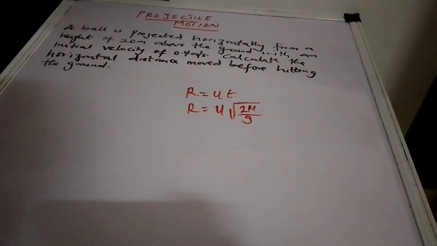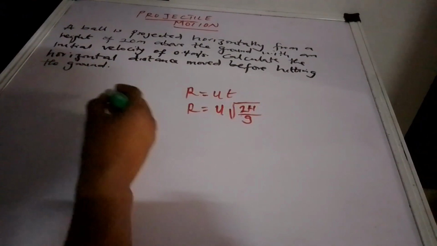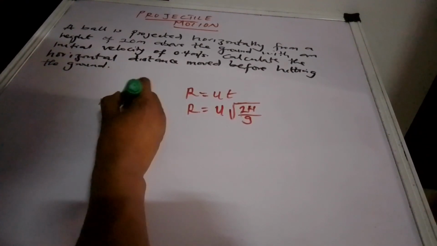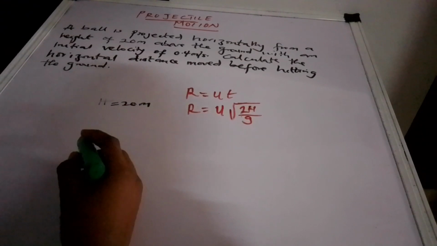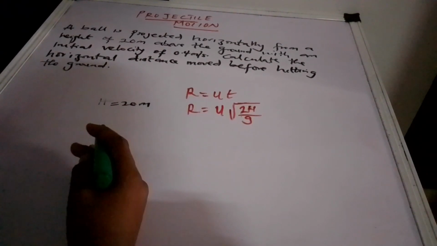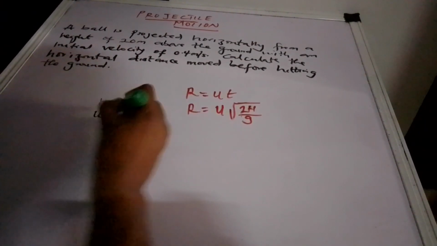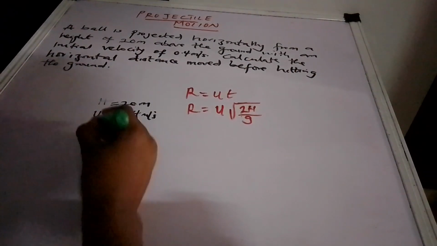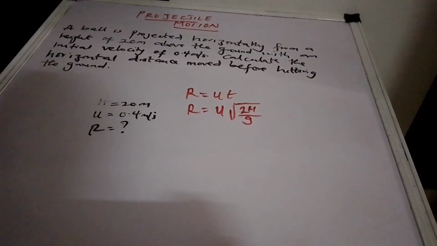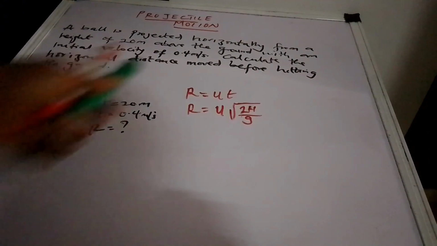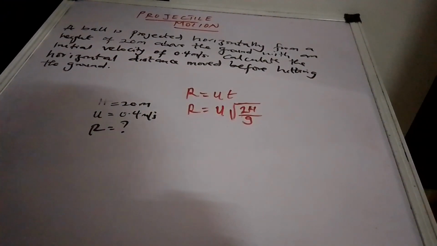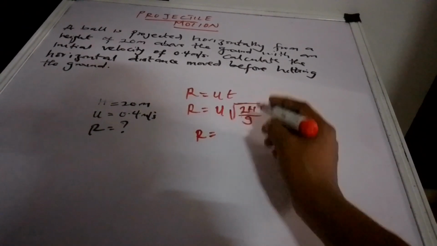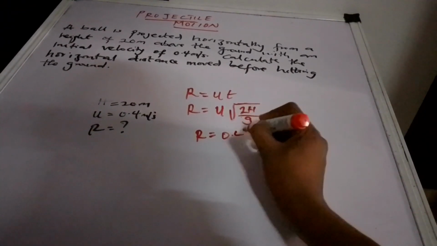So let's pick the parameters we have. From the parameters, our h is 20 meters. The other parameter they give us, u, is 0.4 meter per second, and now we are looking for our r. Our r is unknown. So since our r is unknown, we use any suitable formula from the two formulas that we use for horizontal components. So our R now is going to be U, and U is 0.4.